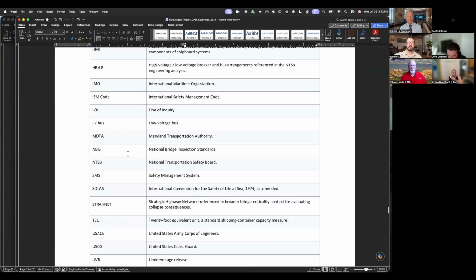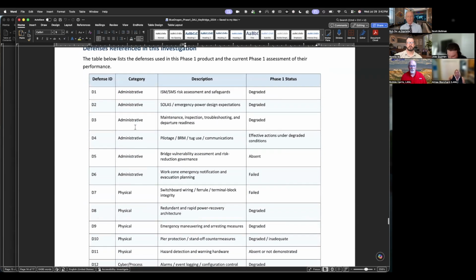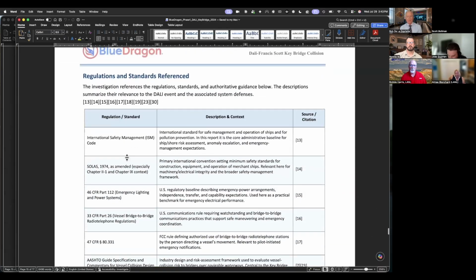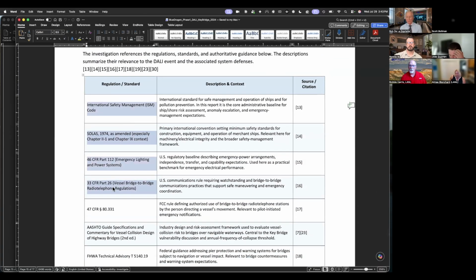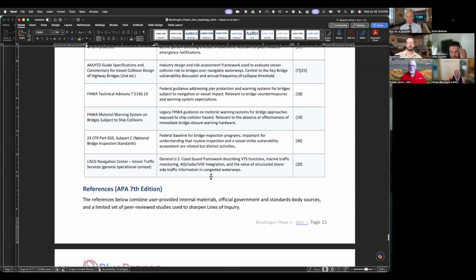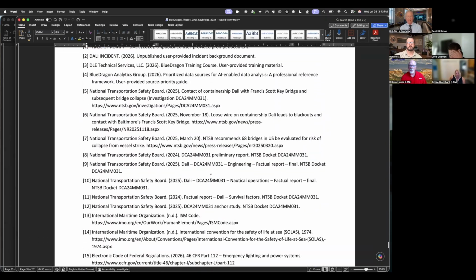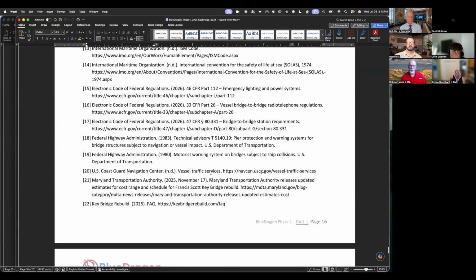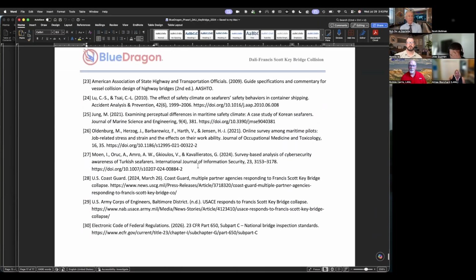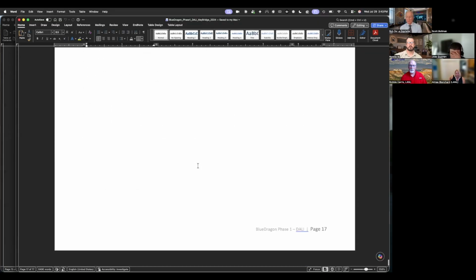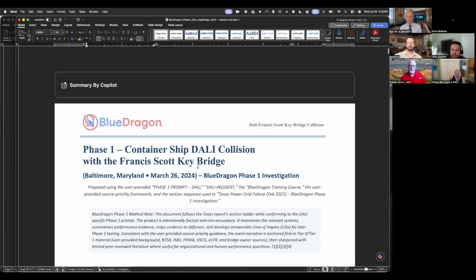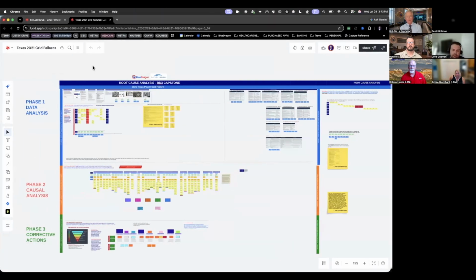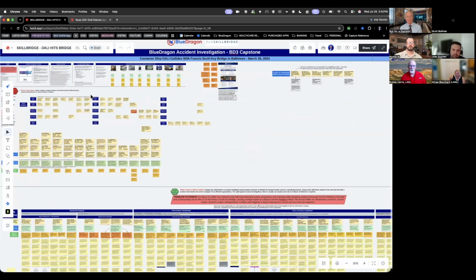A glossary, the defenses that are referenced, administrative, physical, and cyber, and regulations and standards, and the citations right there. And then the citations in APA 7th edition, which is what I like. It's the most prevalent out there. So I always like citations in APA 7th edition, 30 citations. And that gets transferred over here to the Dolly drawing.